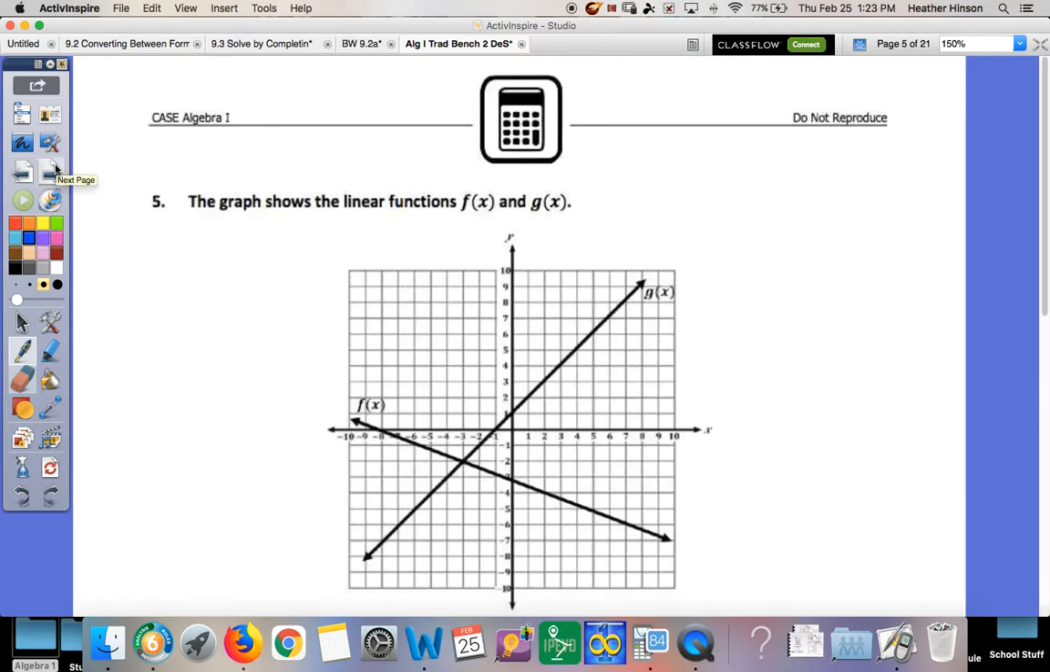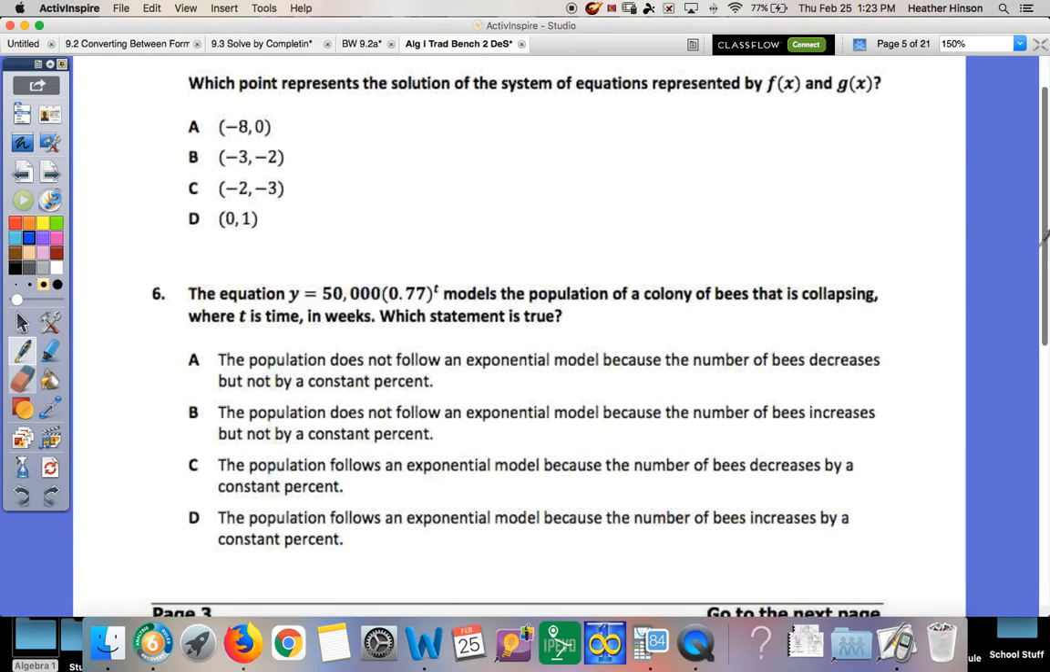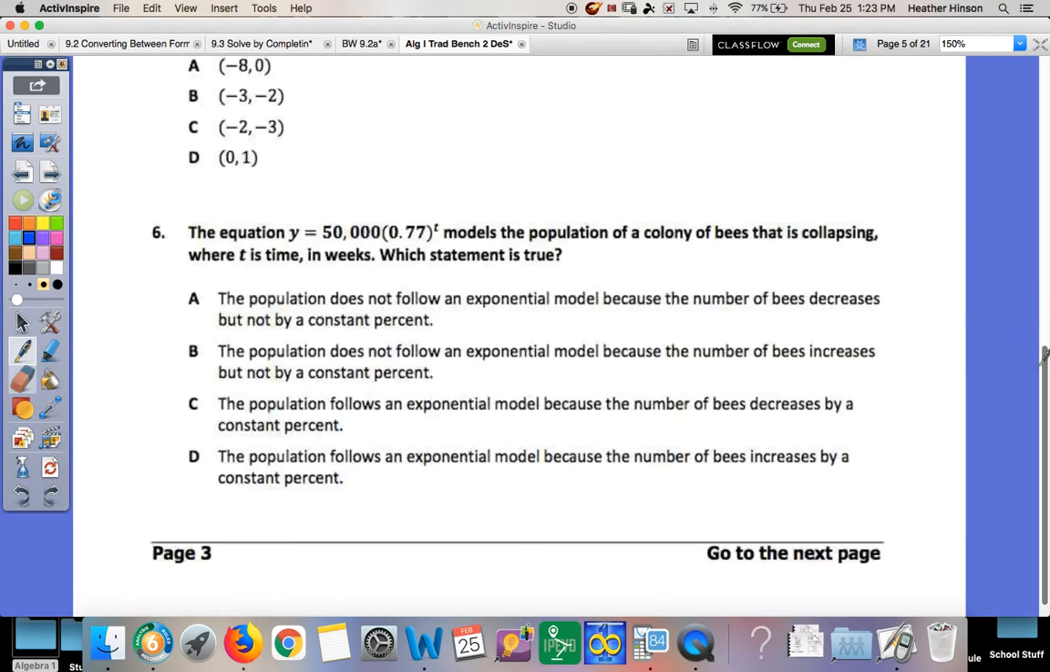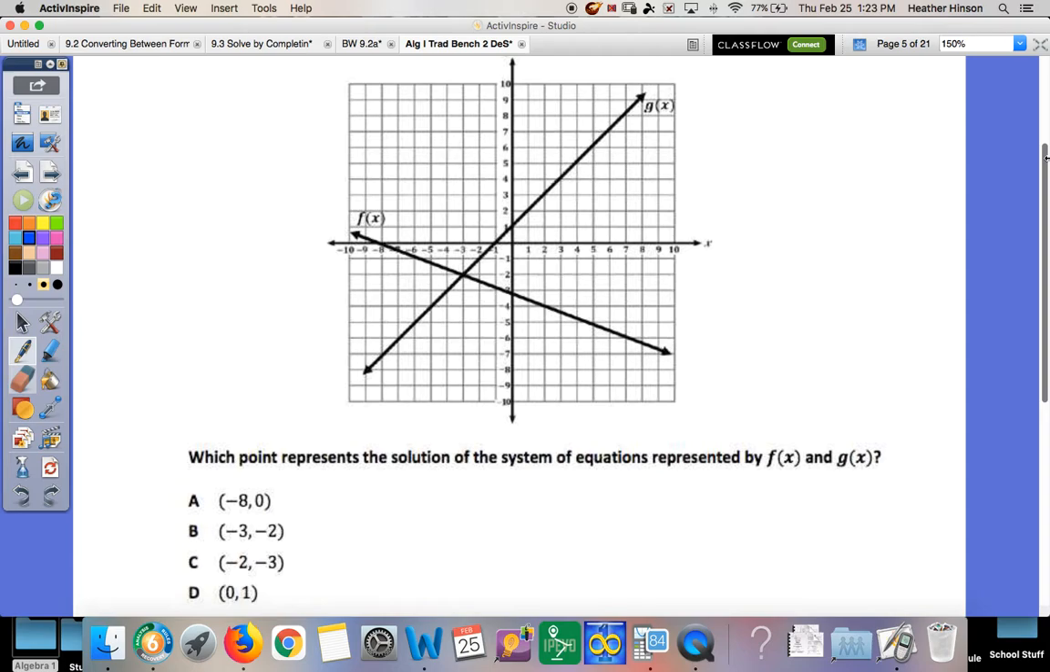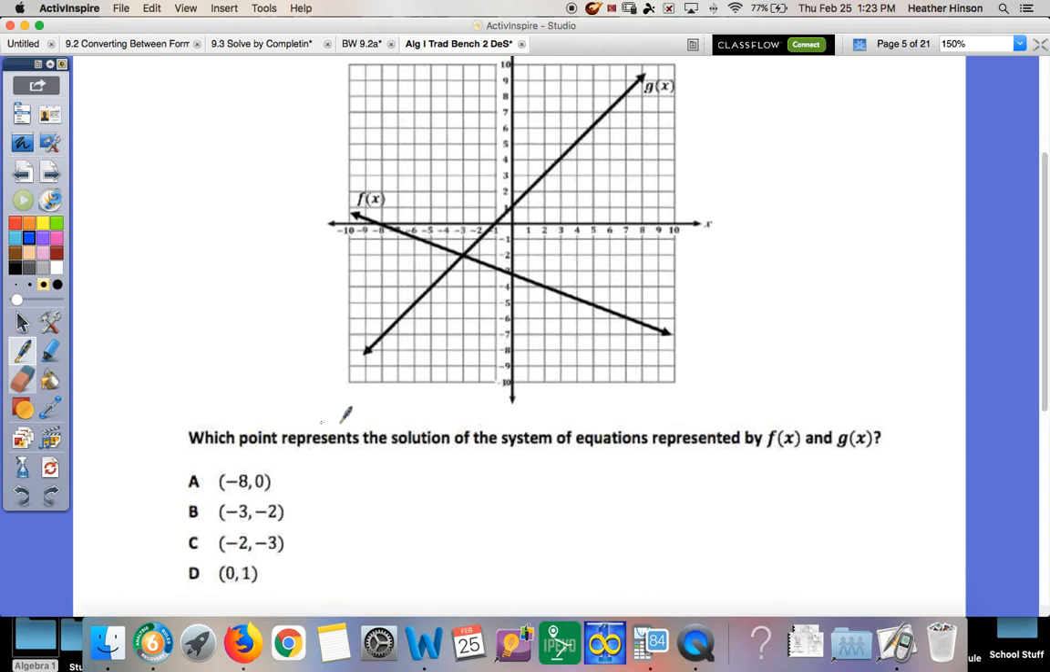Okay, number 5. The graph shows the linear functions f of x and g of x. So you got some lines here. Which point represents the solution to the system represented by those two lines? The solution is where they intersect. So you just want to figure out what point that is. They cross right here. So what is this point?